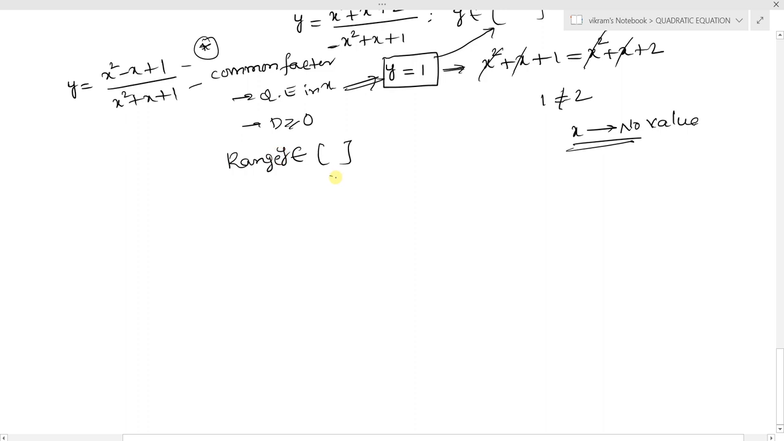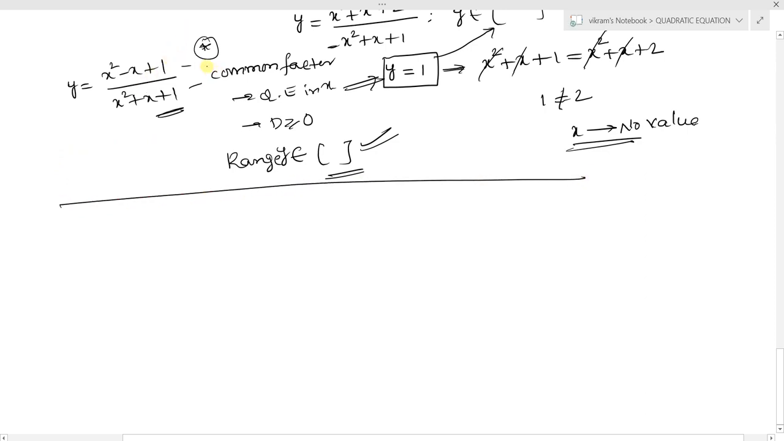After obtaining the range, check for y equals a1 by a2. Put that y in the given expression, and if we obtain some value of x, the y must be in our range. If we do not obtain any value of x, then y equals a1 by a2 is not in our range. This is what we learned up to here.